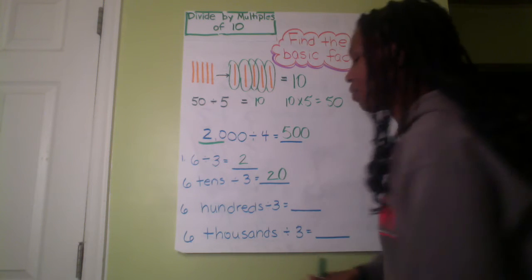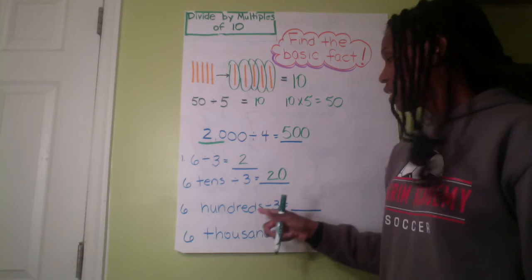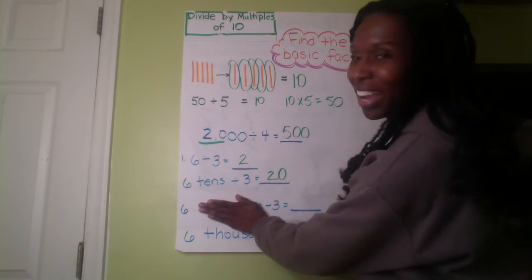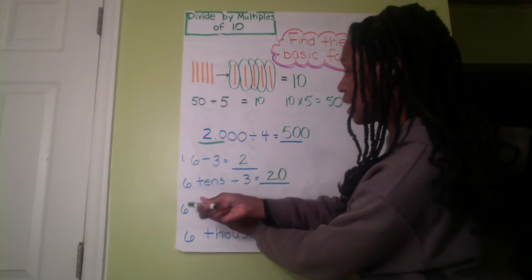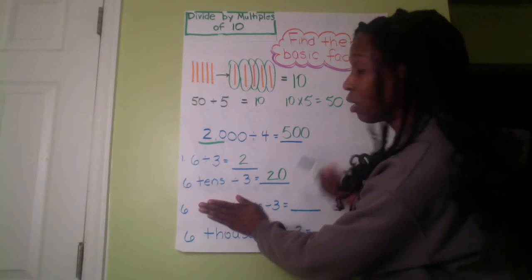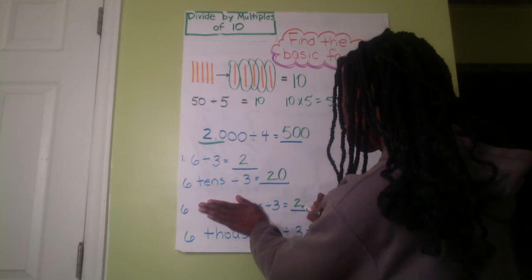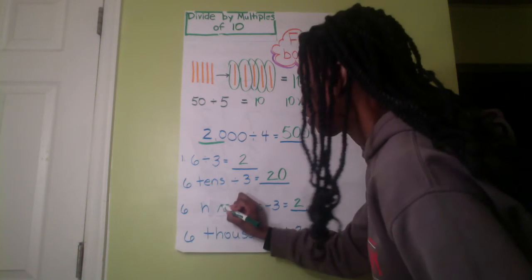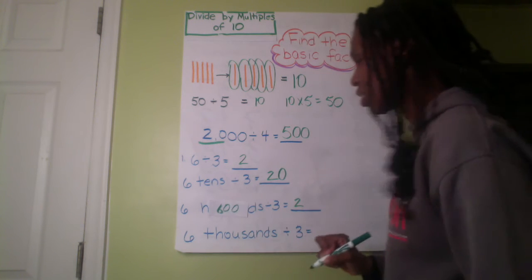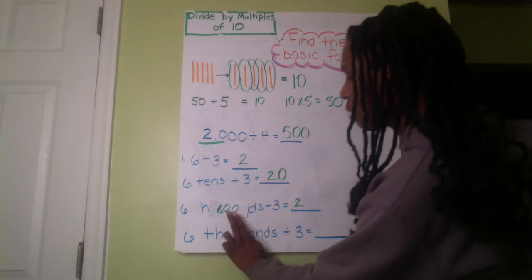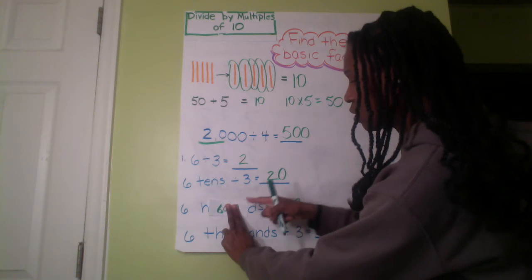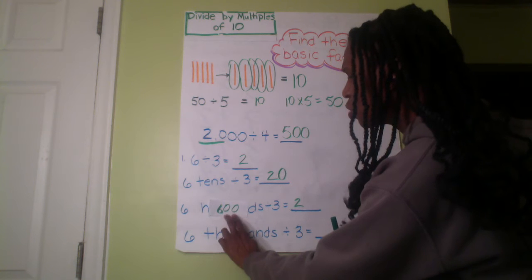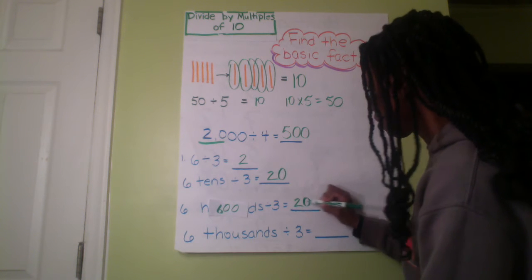All right, let's look at the next one. We have 6 hundreds divided by 3. What's the basic fact? I'm just going to cover this up, okay? So the basic fact, again, is 6 divided by 3, which is 2. Well, I know that the original problem is really 600. Okay, I'm going to just put that right there, 600. All right, so in the number 600, I'm going to just cover up those zeros. Okay, so you can see that it's still 6 divided by 3. Those two zeros, I'm just going to add right here.